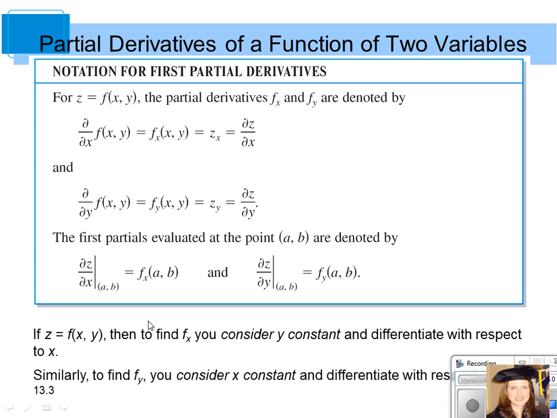Now the way we're going to approach finding partial derivatives, if you're given z, a function of x and y, to find f sub x, or the partial derivative of the function with respect to x, you consider y constant and differentiate with respect to x. Similarly, if you want to find the partial with respect to y, you consider x a constant and differentiate with respect to y. And remember, the derivative of a constant is 0. So keep that in mind as we're working through some of these examples.